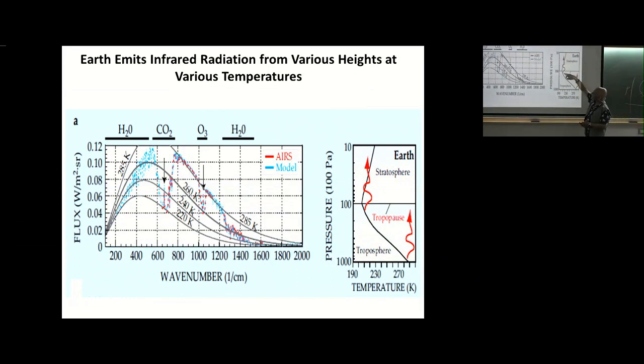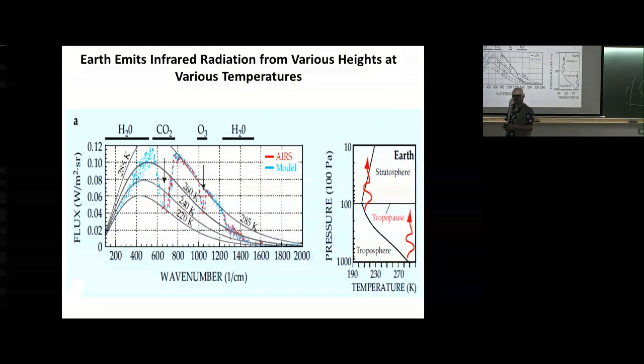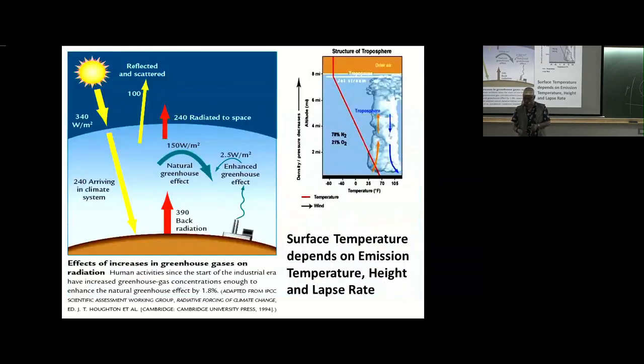Okay, so this is the temperature I was drawing here. So energy is escaping from various places. So we also have to know how the atmospheric structure itself changes with global warming or climate change. Climate change more refers to natural change, and global warming is more about how we are affecting it and so on. Okay, so that's something we have to worry about.